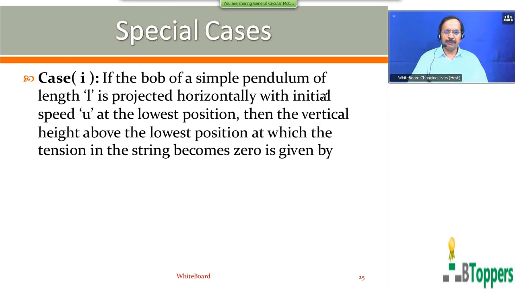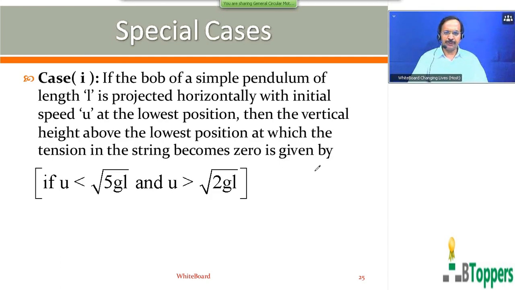If the bob of a simple pendulum of length L is projected horizontally with initial speed u at the lowest position, the vertical height above the lowest position at which the tension of the string becomes 0 is given by h1 equal to (u square plus gL) by 3g. Of course, this conclusion is valid only if u is less than root 5 gL but more than root 2gL.